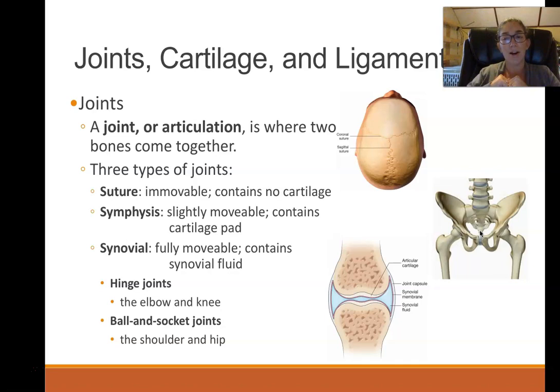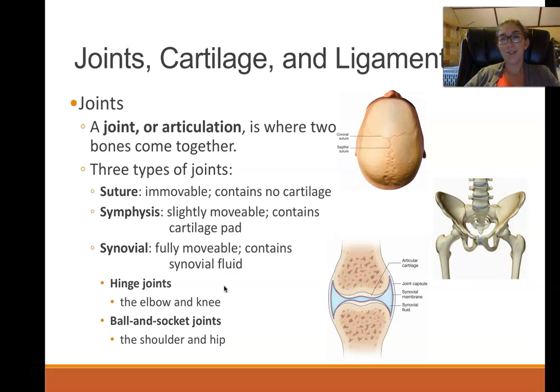But the most flexible type of joint are the synovial joints. Synovial joints have a little bit of cartilage, but they also have a fluid-filled membrane and a fluid-filled space that allows for a lot more mobility and flexibility. So there are two types of synovial joints. There are hinge joints that bend only one way. Your fingers can bend this way, but they cannot bend the other way. I can't bend them backwards and touch the back of my hands. Your elbows and your knees are also hinge joints. They can bend one direction.